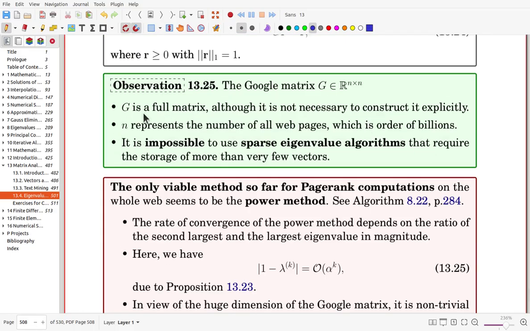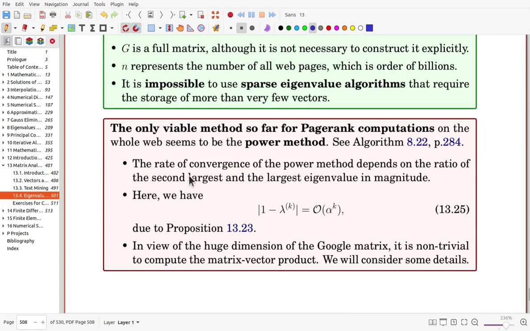Okay, here it's a full matrix, although it is not necessary to construct it explicitly, and n represents the number of all web pages, which is on the order of billions. Nowadays, it is on the order of hundreds of billions. So it is impossible to use sparse eigenvalue algorithms. And here, the reason is basically some storage and also some computation time. The only viable method so far for PageRank computations is the power method, the simplest eigenvalue algorithm, but it's the best algorithm for the PageRank problem. The rate of convergence of the power method depends on the ratio of the second largest and the largest eigenvalue in magnitude.